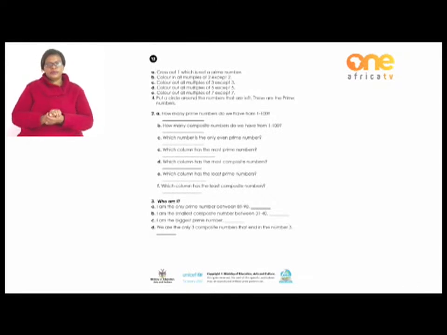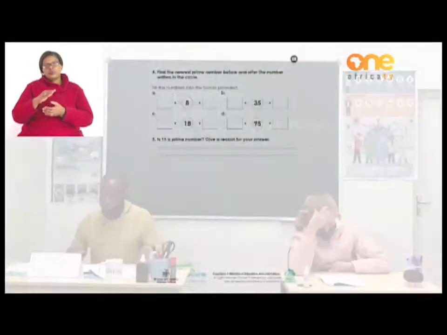And then D is asking for 3 numbers. It says, we are the only 3 composite numbers that end with the number 3. In other words, find those 3 composite numbers that have their unit as 3. In other words, they end with the number 3. Okay? All right, now let's go to the next page, which is page 13.